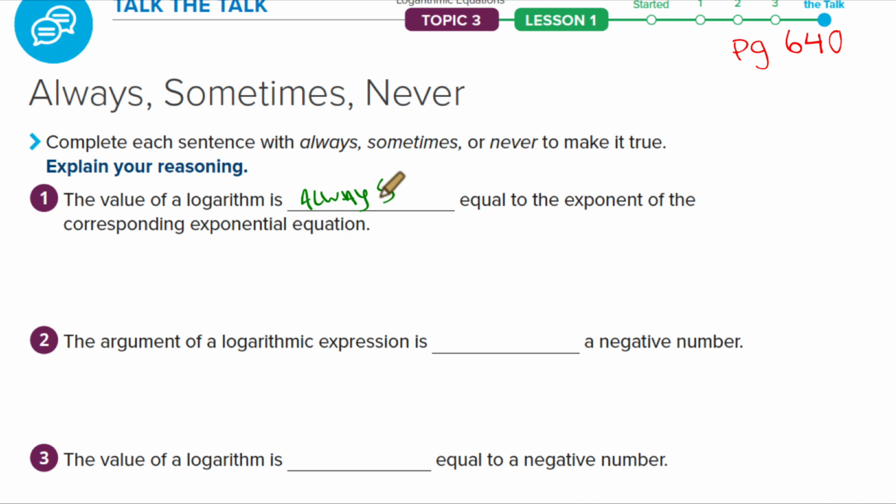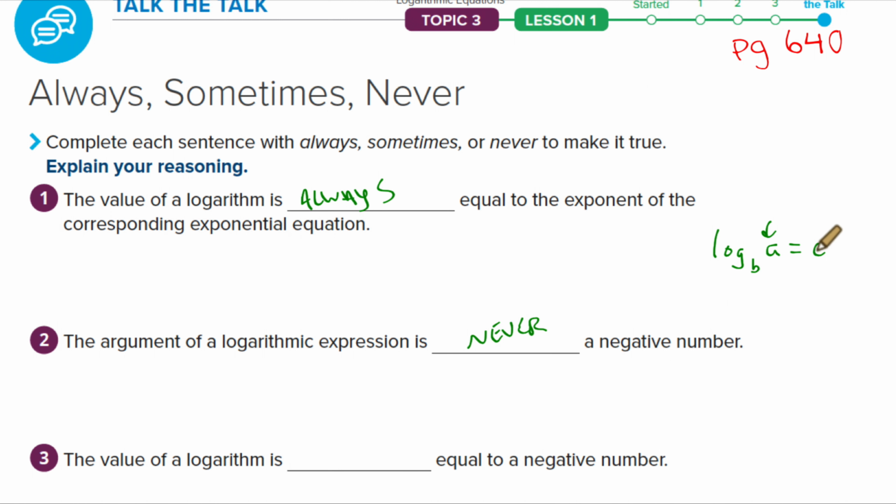Easy enough. How about the argument of a logarithmic expression is blank a negative number? Okay, the argument, can it ever be negative? Remember, the argument is this number right here. Log base b of a equals c. This number is the argument. Can that ever be negative? Never.